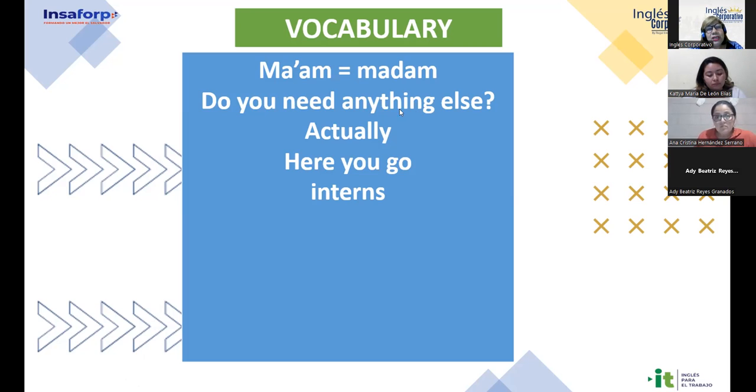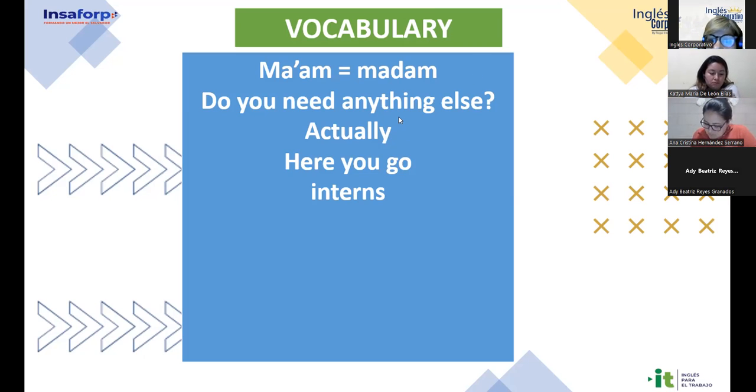Okay, the question: do you need anything else? When you are working in a store, this question is very common. Or you are a secretary, and you ask this question to your boss. Do you need anything else, boss? A cup of coffee? This is a very polite question to ask. ¿Necesita algo más? Right. Do you need anything else?